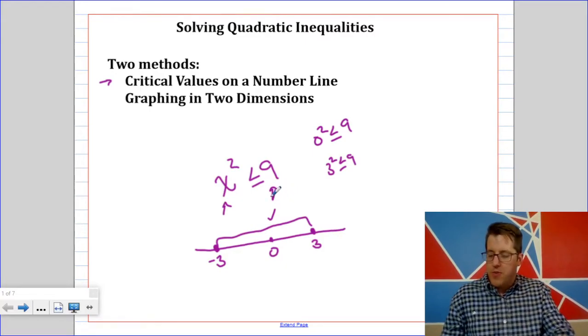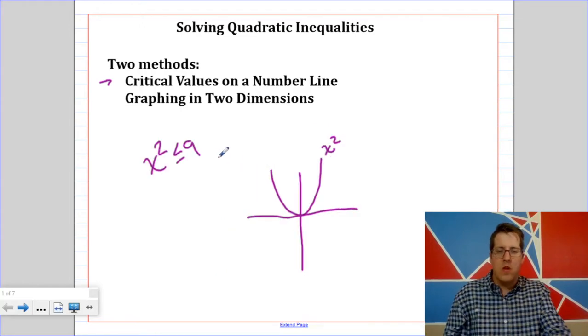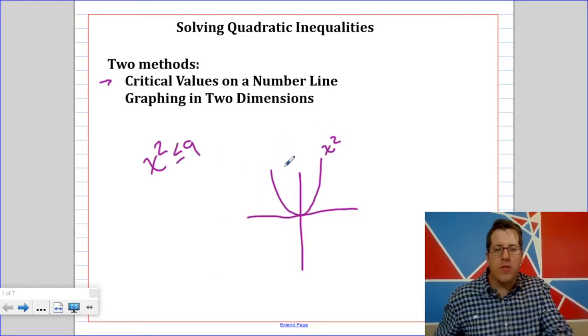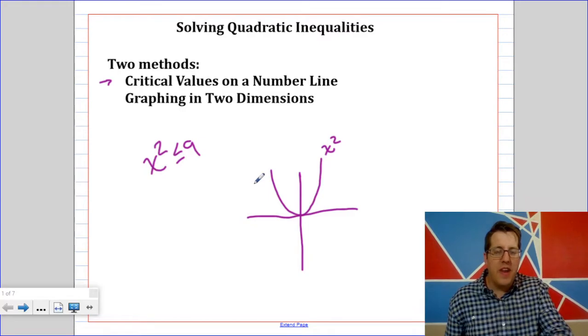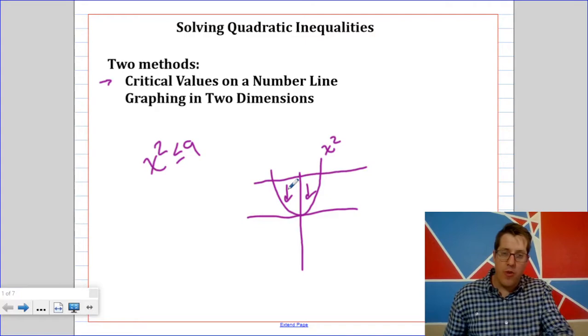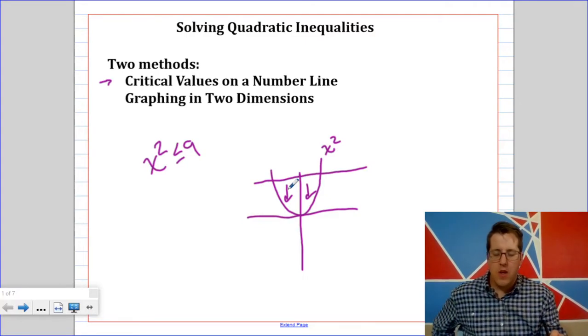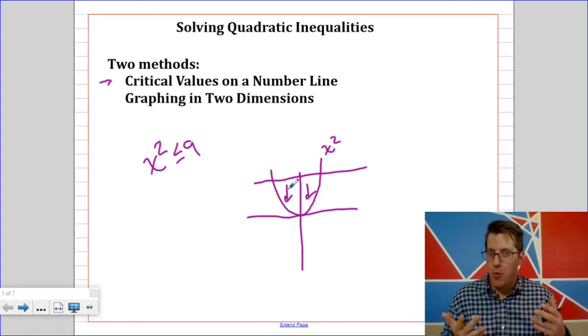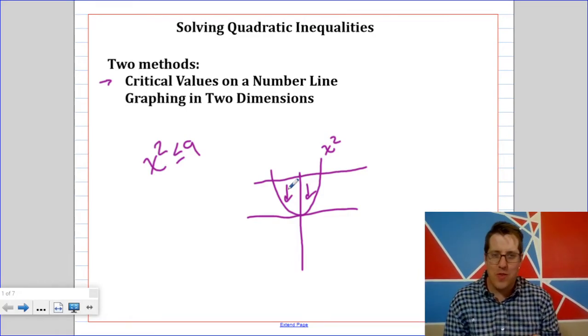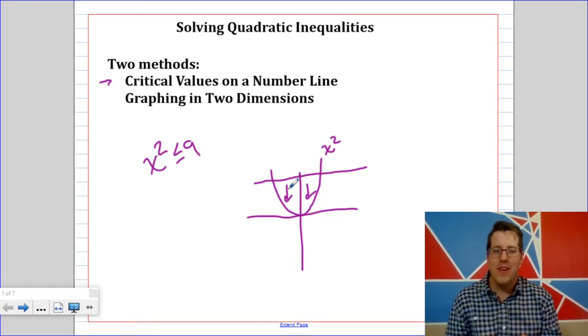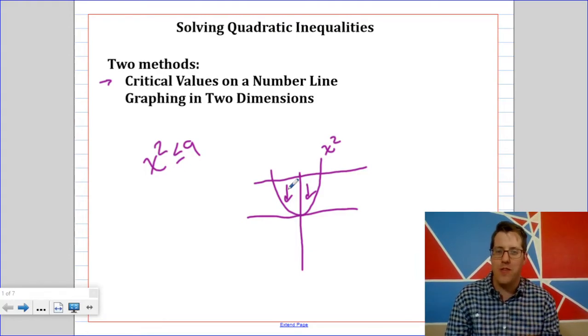If you take a different approach to it, like this, and you say, well, I know what x squared looks like, and if I plot 9 on that graph, I bet all of this is where the graph is less than or equal to 9. That's a graphical approach in 2 dimensions. We do need to know both of these ways, so as I present you with these 2 ways of doing things, this is not an either or, this is a both situation. So do make sure you know how to do both of these things.